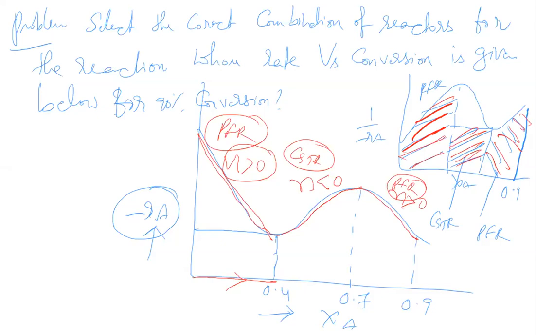Somebody is asking to explain the last problem one more time. There are two ways you can solve it. I converted minus RA versus XA into this graph of 1 by minus RA versus XA. It is decreasing, then increasing, decreasing and increasing. Up to this point, the area under the curve is this much, whereas the rectangular area is higher. So the area under the curve is better, so it's PFR. Here the rectangular area is less.